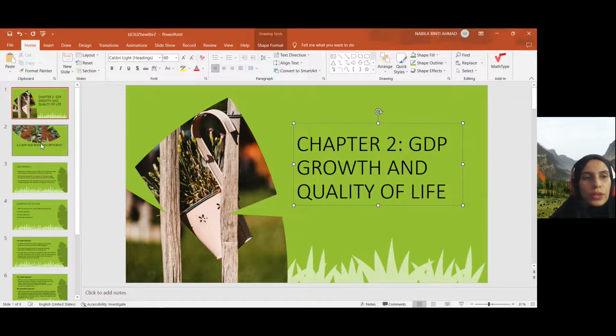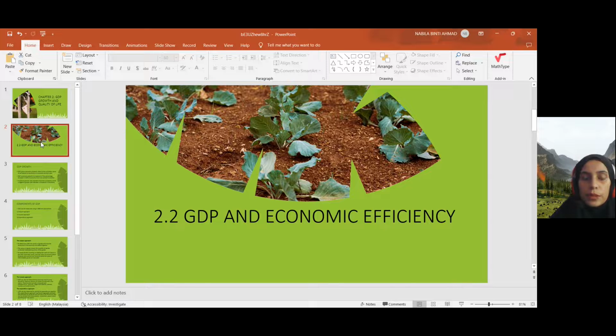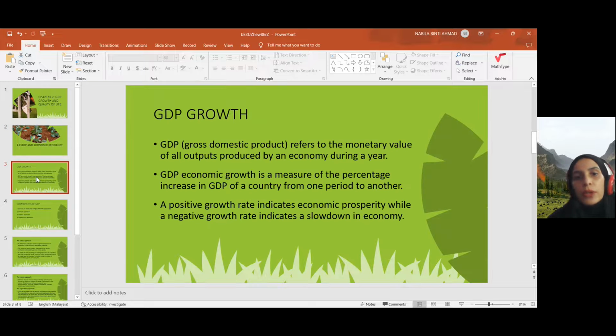Right. So we are going to look at the topic 2.2, GDP and economic efficiency. So now what is GDP growth?